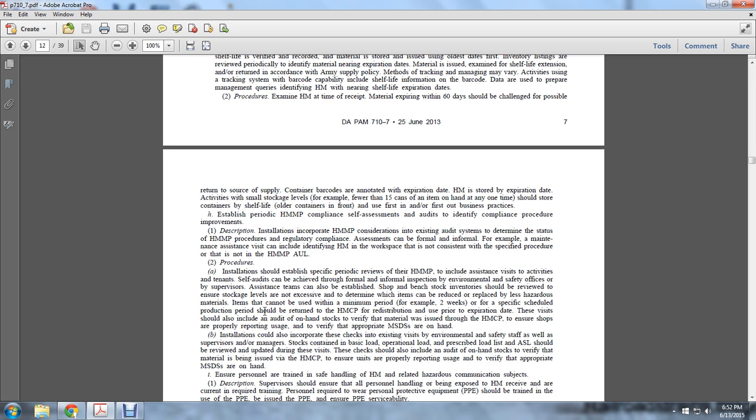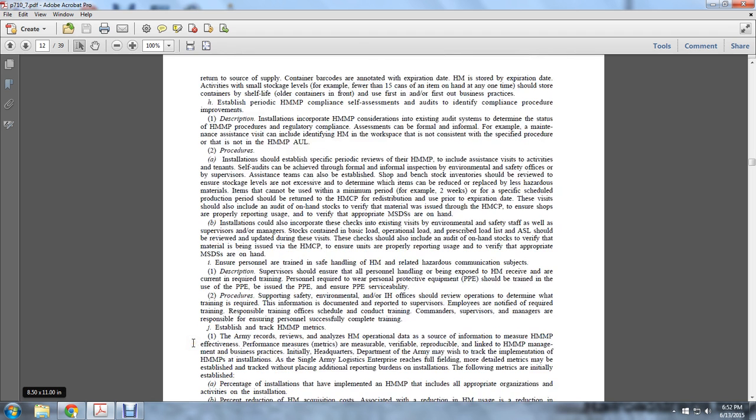The installation could also incorporate these checks in existing visits of the environmental safety staff as well as the supervisor or manager. Stocks containing the basic load, operational load, and prescribed load list, all stock listed, should be reviewed and updated during these visits. These checks will also include an audit of on-hand stock to verify that the material is being issued via the hazardous material control program. Ensure the units are properly reporting usage to verify their appropriate material safety data sheets are on hand.